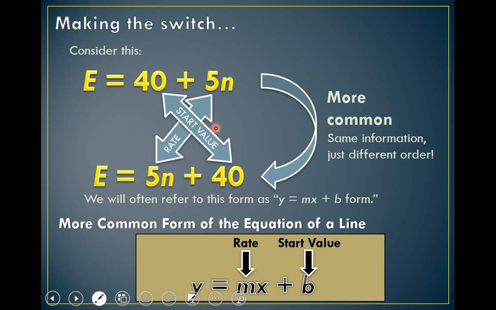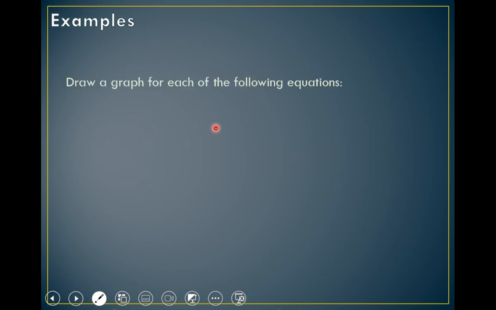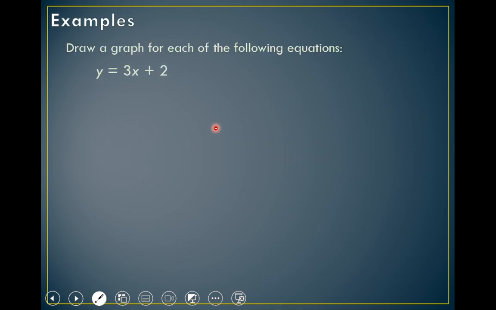Okay. On we go. Now we just practice it. Draw a graph for each of the following equations. Okay, here we go. Here's what I want you to do on each of these. If you follow my procedure, life should be easy. The number with the x. What is that in the context of this question?